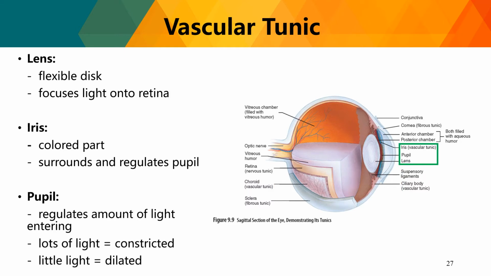And then next you have the lenses. Okay, so the lens is the flexible disc. It focuses light onto the retina. You also have the iris. The iris is the colored part. It surrounds and regulates the pupil. And then the pupil, it regulates the amount of light entering. So lots of light, it is constricted. So kapag nasisilaw, lumiliit yan. And then kapag little light or wala masyadong light, it's dilated or naka-open siya or bukang-buka. Okay?